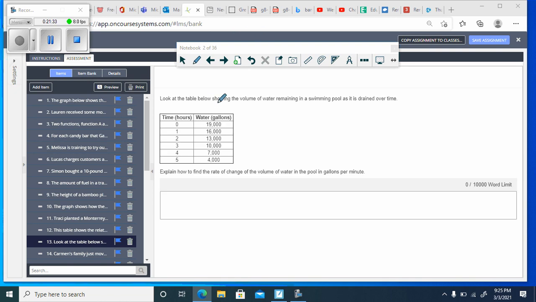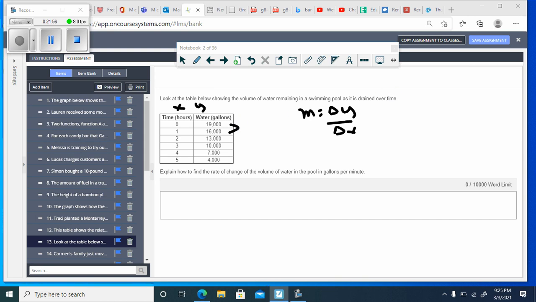Look at the table below showing the volume of water remaining in a swimming pool as it's drained. Explain how to find the rate of change of the volume of the pool in gallons per minute, okay? So to find the rate of change, your rate of change is your change in y over change in x. Okay, this is your x, that's your y, because x comes first.